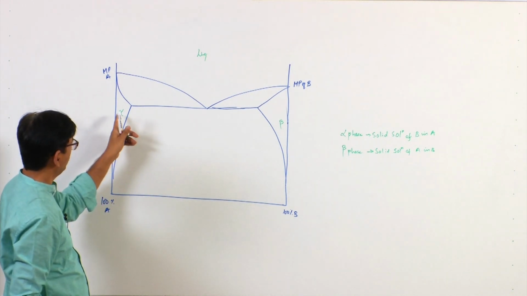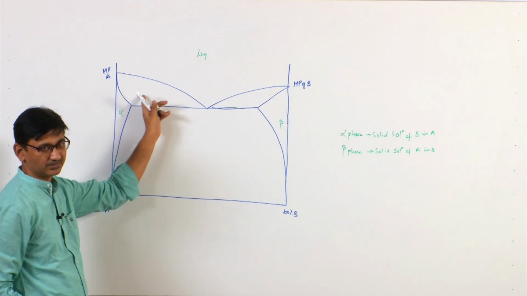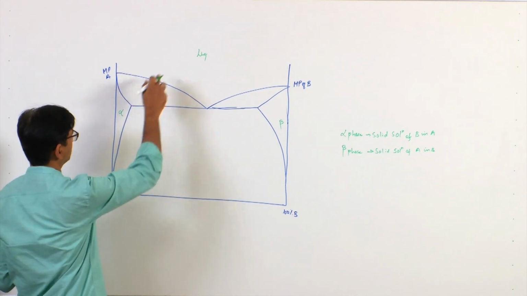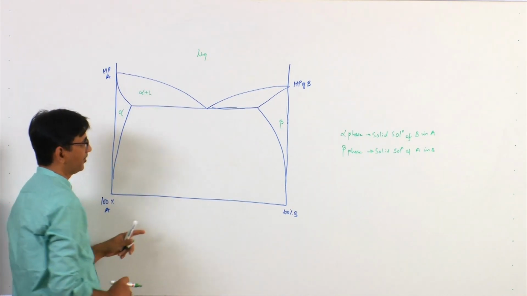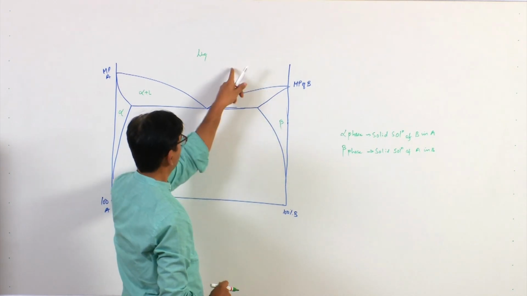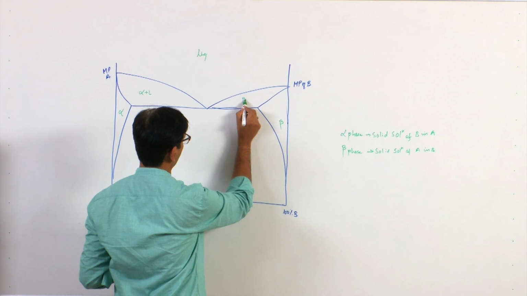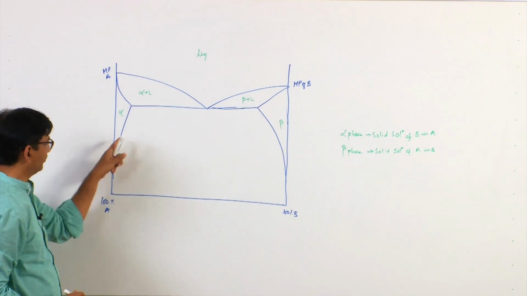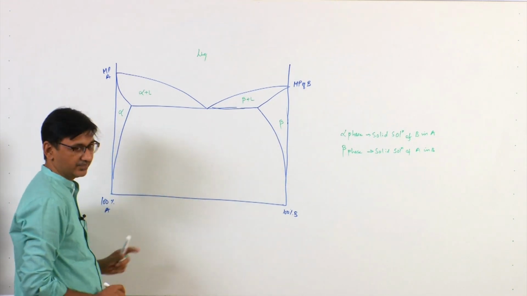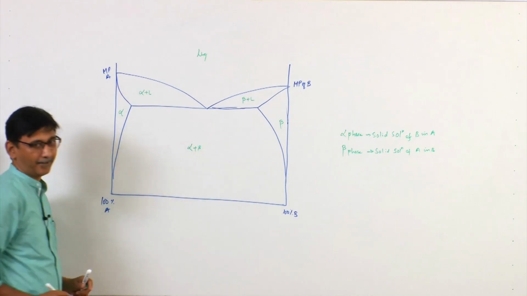Now, as I told you, between any two single phases there will always be a two phase region. So, if this is alpha phase, this is liquid phase, there is always going to be an alpha plus liquid phase in between. This beta phase, this liquid phase, the two phase region will be here, which will be beta plus liquid, okay. This alpha phase, this beta phase, the region between them will be alpha plus beta, okay.